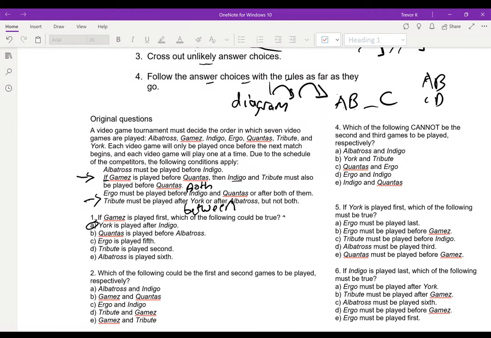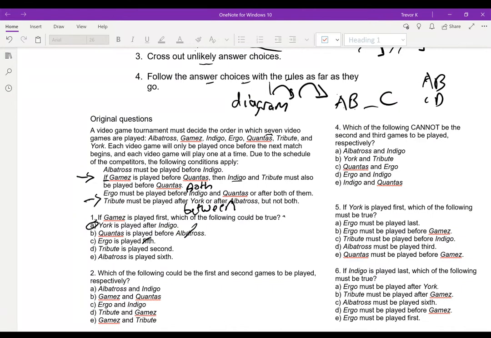Qantas is played before Albatross. No, because Indigo is before Qantas and Albatross is before Indigo, right? It's rule 2 and rule 1. Combine those rules, done. Ergo is played 5th. This one I'm less sure about either way. I do know Ergo is going to be before both of these or after both of these. And 5th is somewhere in the middle, right? I have 7 total video games. 5th is like middle last. So probably not. If I was really not sure, I would check it, but A seems so okay that I don't feel like checking C. Tribute is played second.